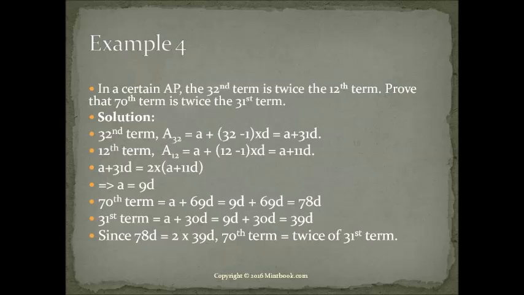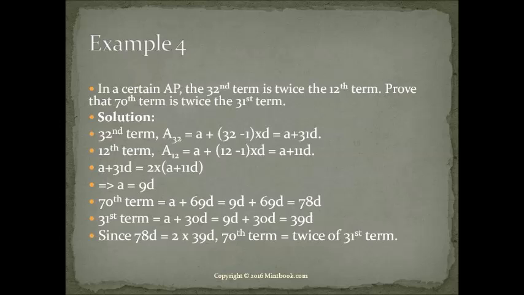Now the next question which we are going to discuss will move away from finding the term or position of a term, and we will talk about the arithmetic progression in terms of relationship between its distinct terms. This is example number 4 in the chapter Arithmetic Progression. In a certain arithmetic progression, the 32nd term is twice the 12th term. Prove that the 70th term is twice the 31st term.